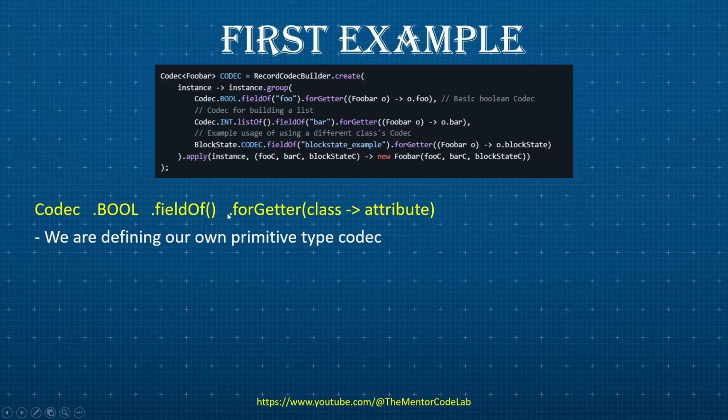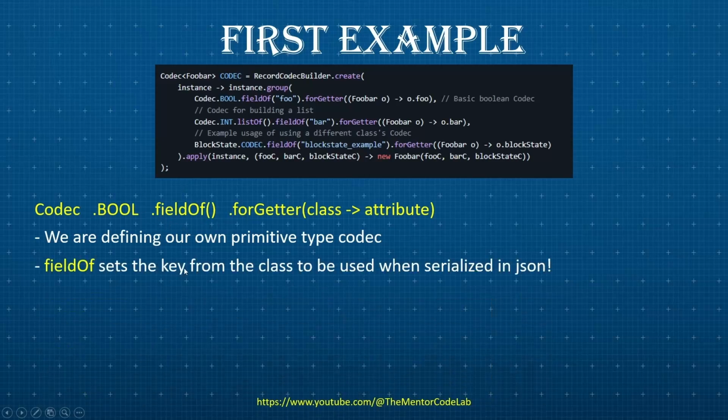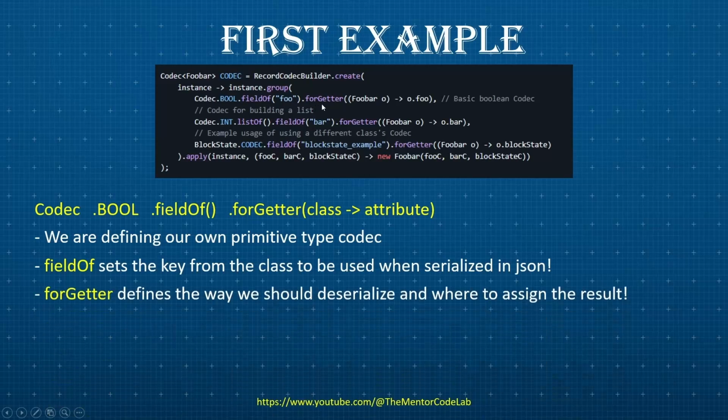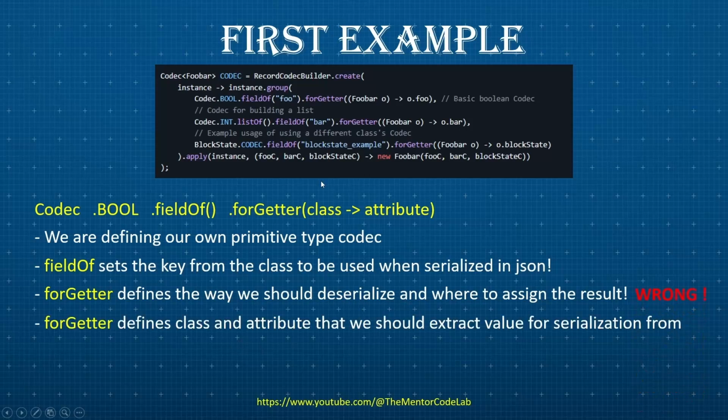The next part, the field of. The field of sets the key for the JSON. Don't make the mistake. It's not the name of the attribute inside the class. No, it's the key string that will be used inside JSON. Now, it looks like for getter should work for the reverse, doesn't it? It says that we have an object foobar and we want to assign o.foo. Oh, no, we are not defining the way for deserialization. It's wrong. We are defining the attributes that we should look for to get the value for the serialization.